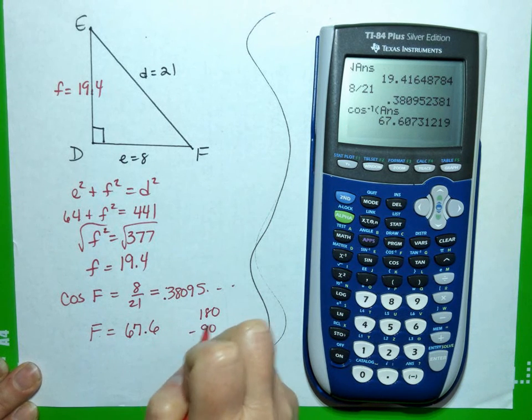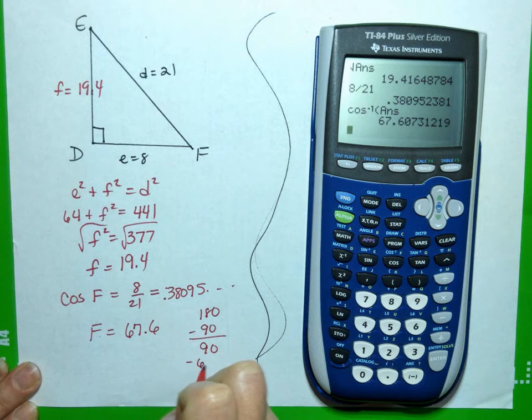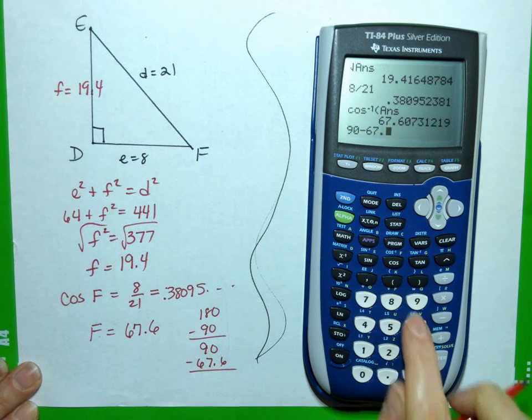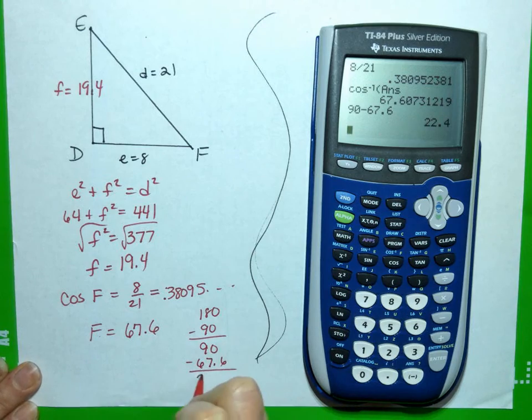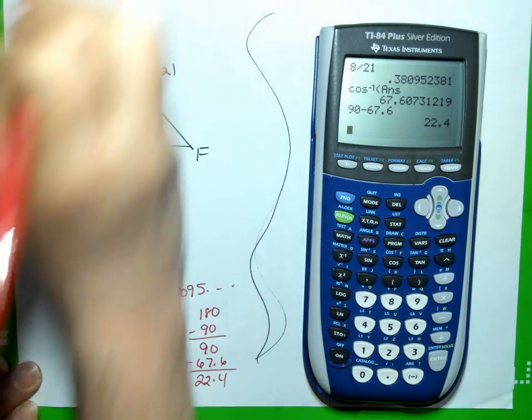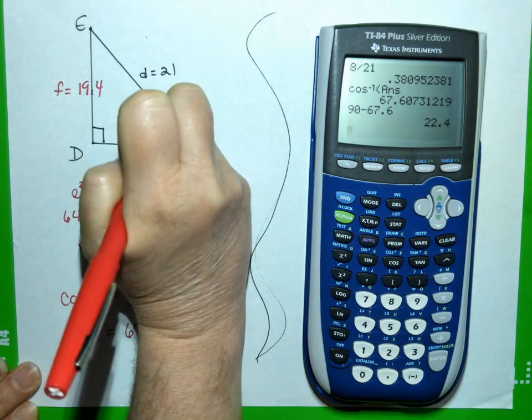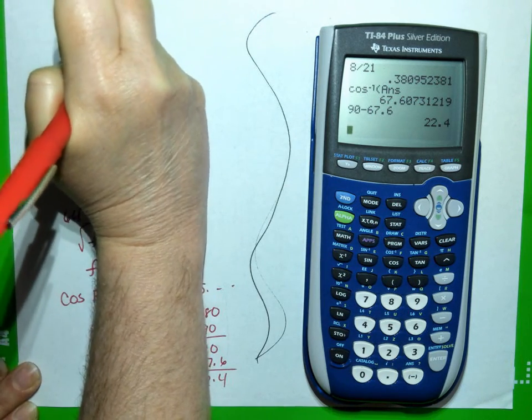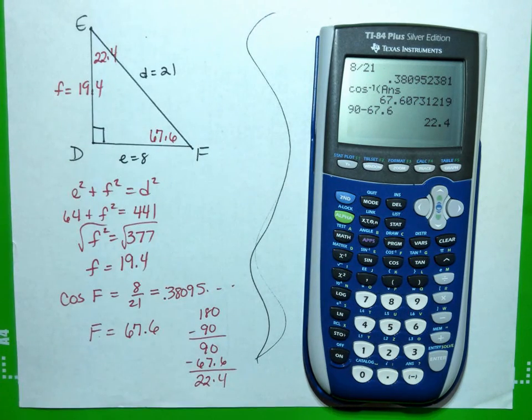I take 90 out for the right angle. I take 67.6 degrees out, so 90 minus 67.6, and I have 22.4 degrees left for angle E. So F is 67.6 and angle E is 22.4. That is how we solve a right triangle.